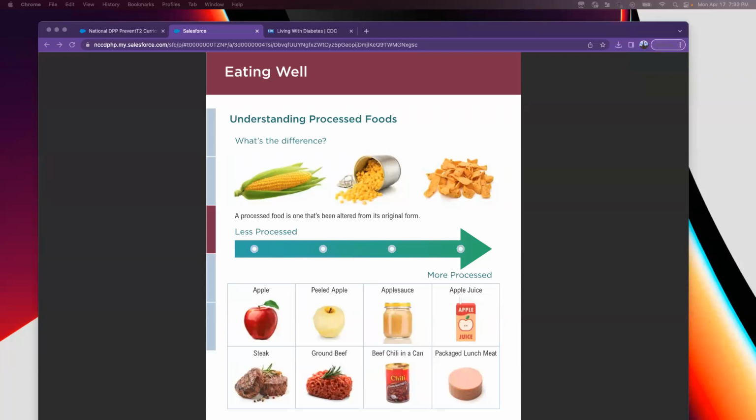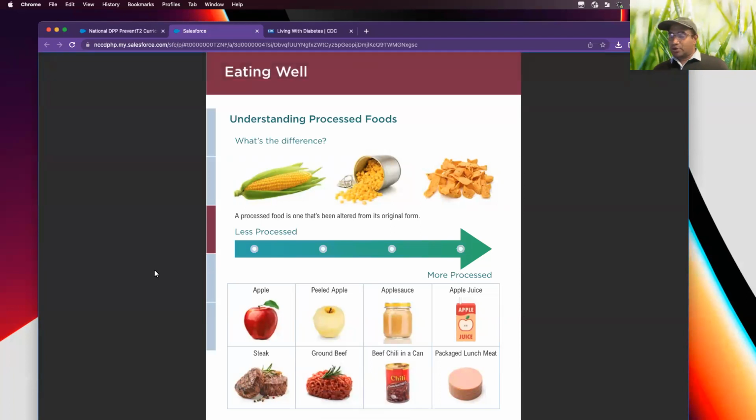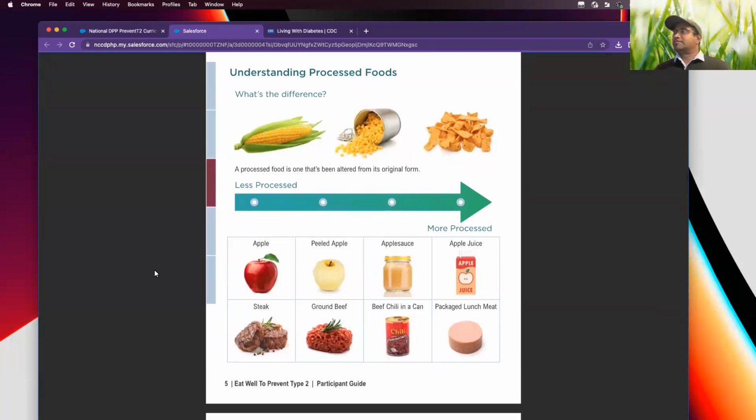So now let's look at this one. What's the difference? A processed food is one that has been altered from its original form. For example, corn that's actually coming from a garden, versus the one that's been plucked out, maybe had some salt added for preservatives, and then went into a can. And the worst case, I guess, is to actually make that into some sort of chips and fry them. So basically it gets worse as it goes through the chain.